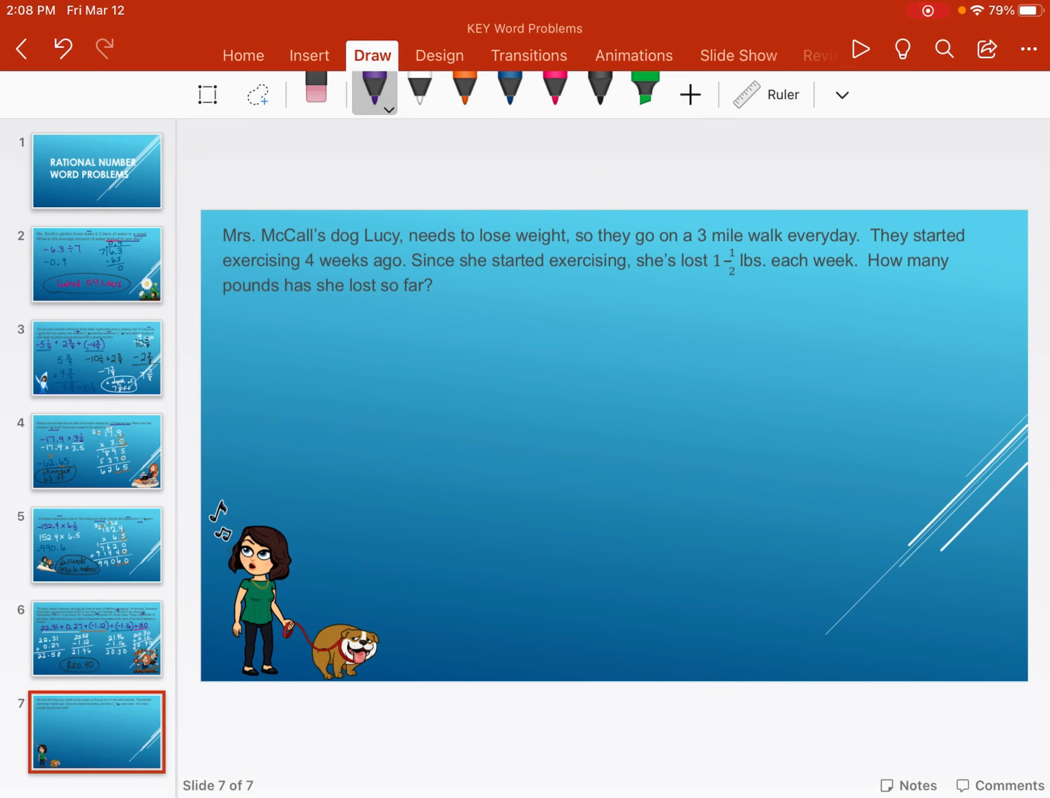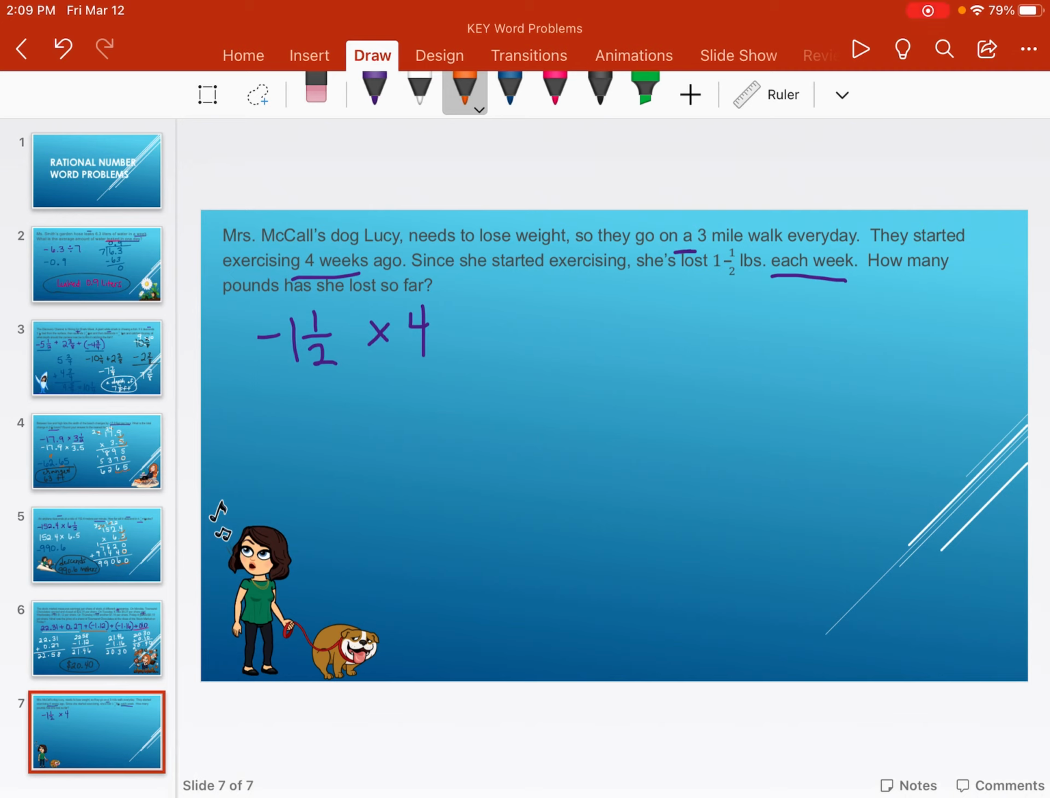All right, our last one. Miss McCall's dog Lucy needs to lose weight, so they go on a 3-mile walk every day. They started exercising 4 weeks ago. Since she started exercising, she lost 1.5 pounds. Okay, lost is a negative. 1.5 pounds each week. How many pounds has she lost so far? So this is, again, per 1 week. We did it for 4 weeks, so we're going to multiply. So we have negative 1.5 pounds because she lost it, times how many weeks? 4 weeks.